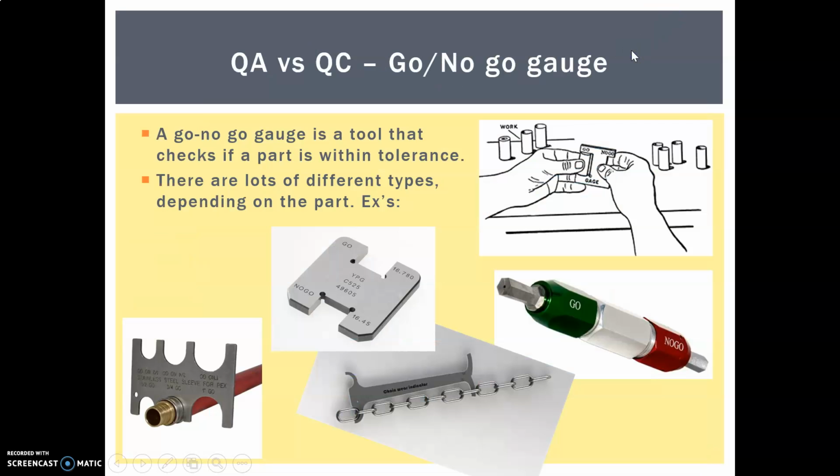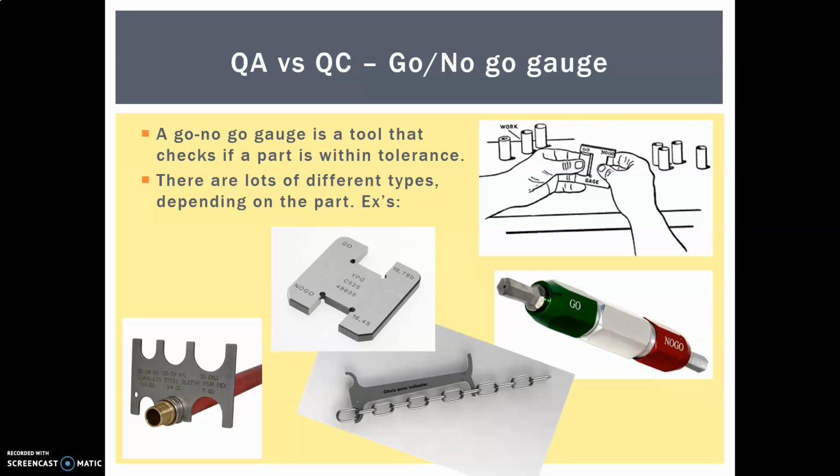Okay, so when the samples are being removed to actually make sure that everything is within tolerance, often what will actually be applied is a go, no-go gauge. Okay, so a go, no-go gauge is a tool that checks if the part is within tolerance. There are lots of different types depending on the part.